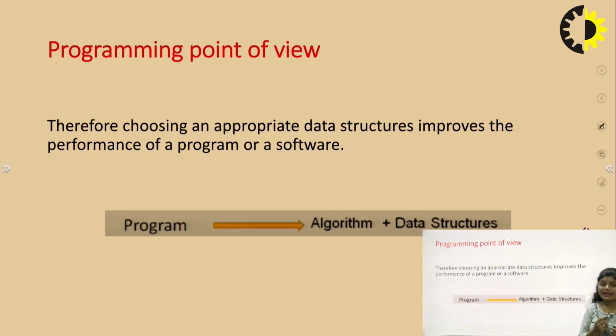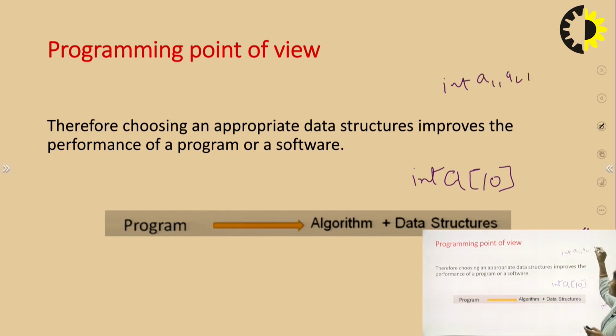In the previous slide I gave an example: if you want to store the data of 10 elements, you define an array instead of defining variables a1, a2, a3 up to a10. So you have knowledge about data structures and you write an algorithm. And if you use an array, then your program gives output efficiently and in a timely manner.